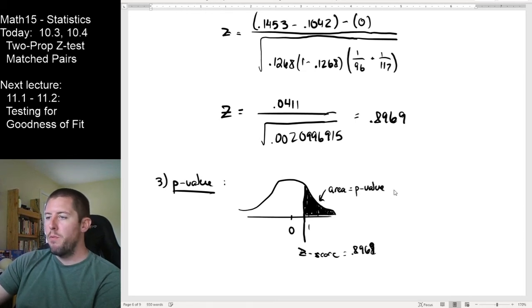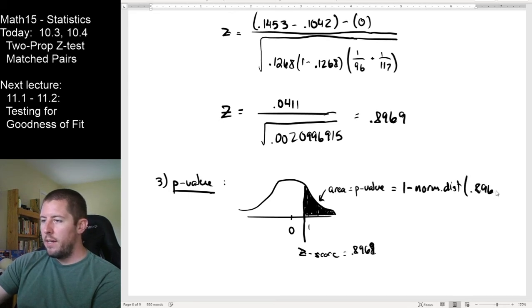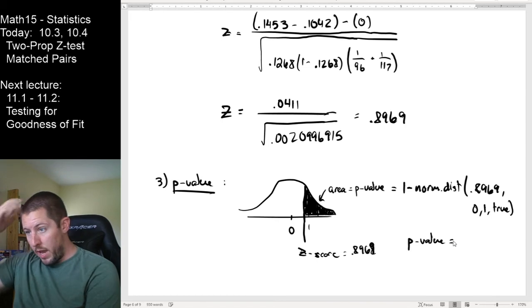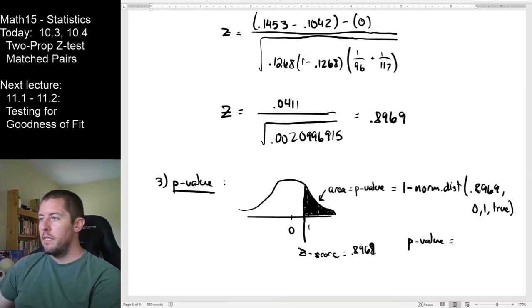So to compute my p-value here, since it's an upper tail, I know that I want to do a 1 minus, because otherwise norm.dist always gives us area to the left. I want an area to the right. So I'm going to do a norm.dist. I need to tell it our z-score of 0.8969 and my average of 0, standard deviation of 1, cumulative is true. And that is going to give me a p-value. We'll go hit this up in Excel. 0.8969 is my z-score.